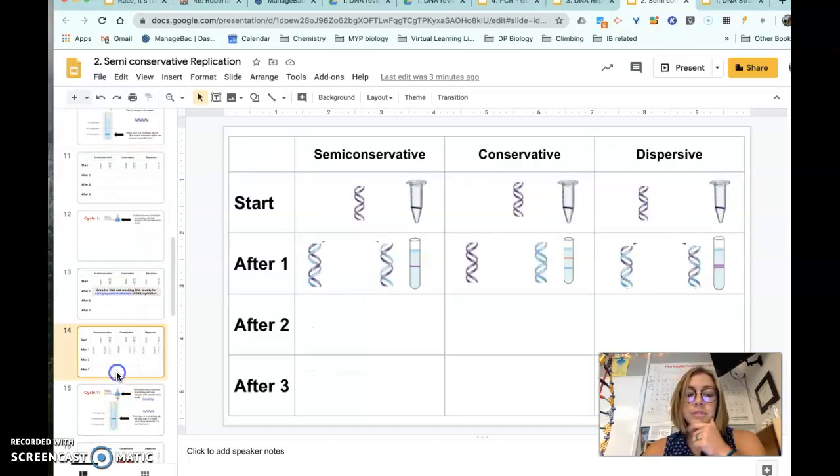And that's actually what we saw here after one cycle. It fell into the middle of the centrifuge tube because half of the old DNA, the heavy DNA, was still present, whereas if it were conservative, we would have seen it splitting up, right? If it was just both old and new. And then in dispersive, we would have seen it kind of spread all over.